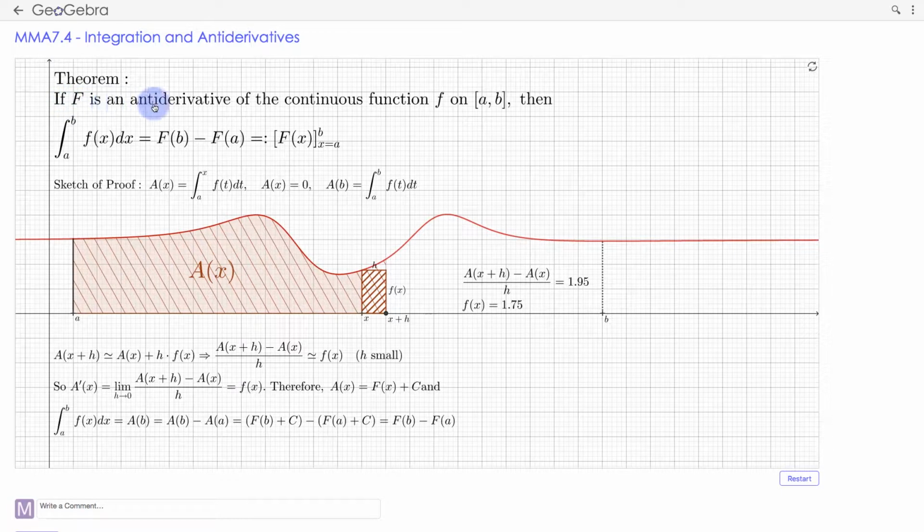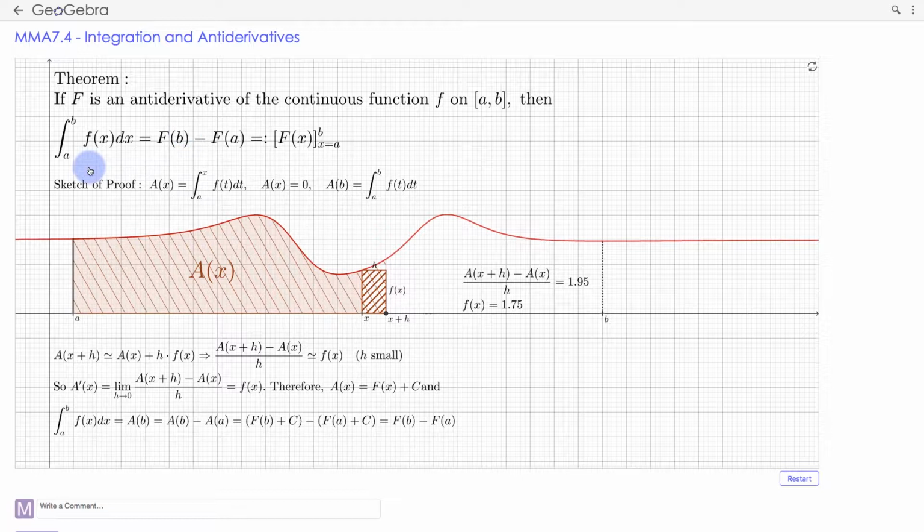If capital F is an antiderivative of the continuous function f on the interval from a to b, then the integral from a to b of small f of x dx can be calculated as capital F at the endpoint b minus capital F at the initial point a, like this. And we will denote this in the following way. So we will make square brackets, put F of x inside, and then indicate that we take the limits x equals a and b. This notation just means this number.